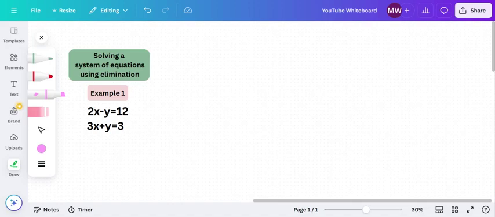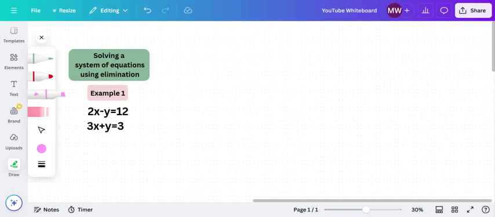In this video, we're going to practice solving a system of equations using the elimination method. So when we try and eliminate something, that means we're trying to get rid of it. We're trying to get it to cancel out. So in this case, we are trying to either get rid of our x's or get rid of our y's.